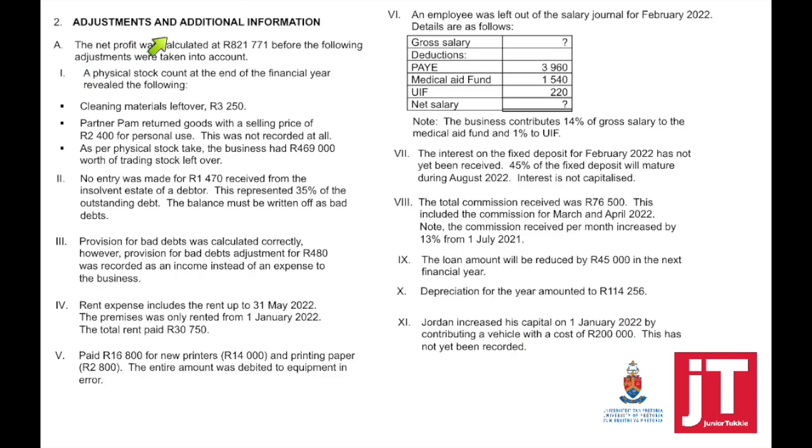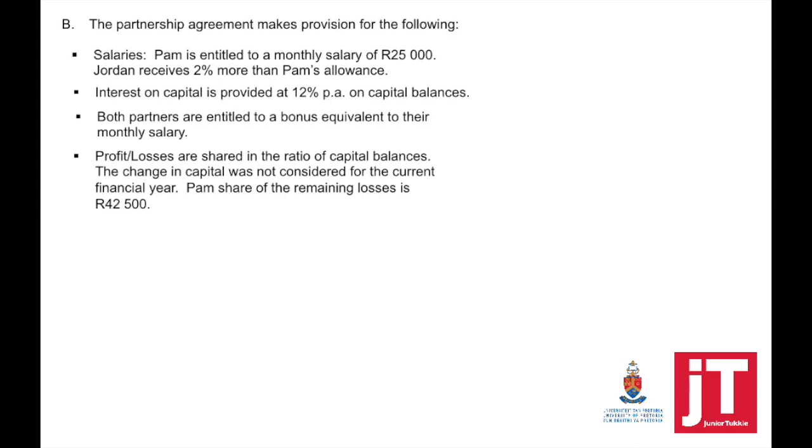Information 2, adjustments and additional information. So A, the net profit was calculated at 821,771 before the following adjustments were taken into account. Then B, the partnership agreement makes provision for the following.